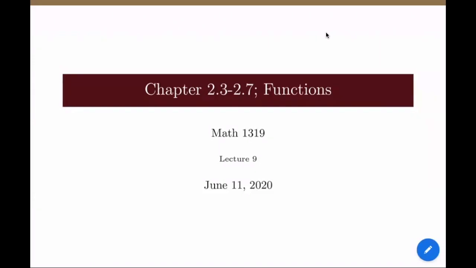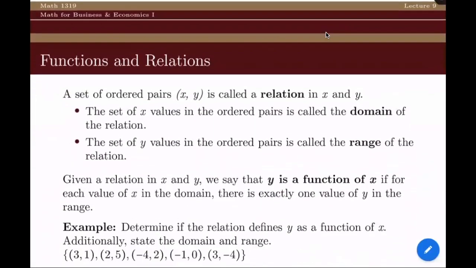Hello and welcome back. This is going to be our 9th lecture going from chapters 2.3 through 2.7. We're going to be talking about functions. Let's go ahead and jump in.